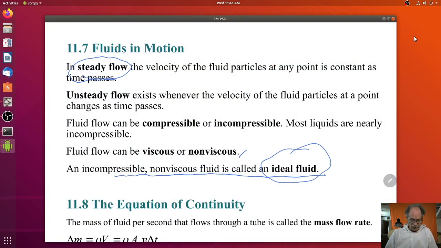So we're going to assume that there isn't any friction among the different layers of fluid, and that the fluid's incompressible. That is, we don't apply pressures that compress the fluid. This mostly applies to liquids. Gases are very compressible, so they don't behave like an ideal fluid.